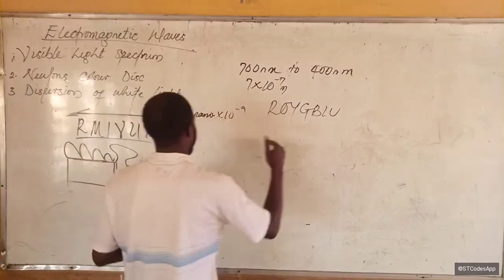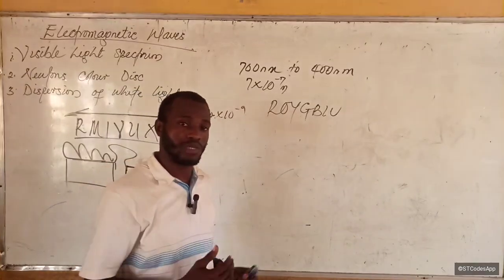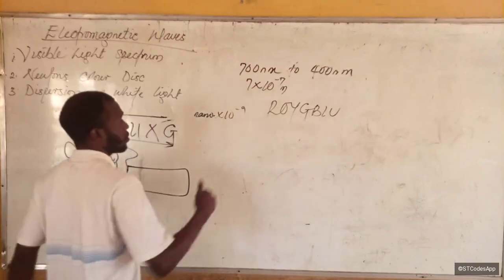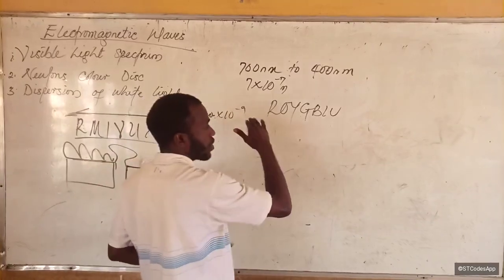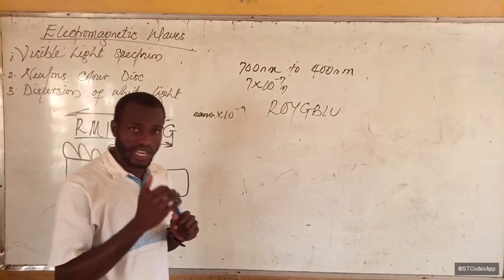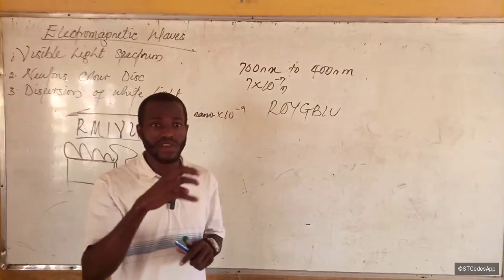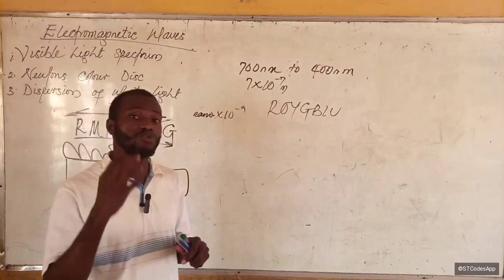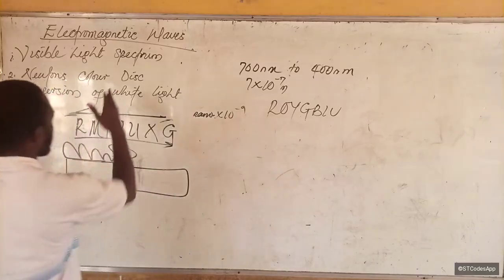And after the violet, we have the ultraviolet, ultra meaning that it is higher than violet. Is that okay? All right, so we have the ultraviolet after this. What we have here is just the order of their wavelengths and frequencies as well. And it is this wavelength that our eyes are able to perceive as colors.